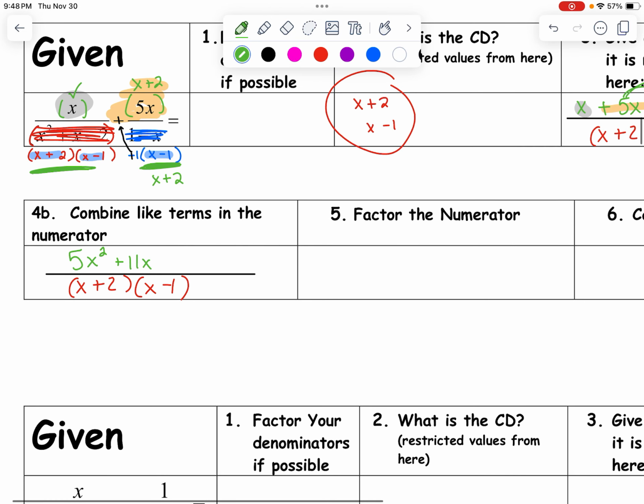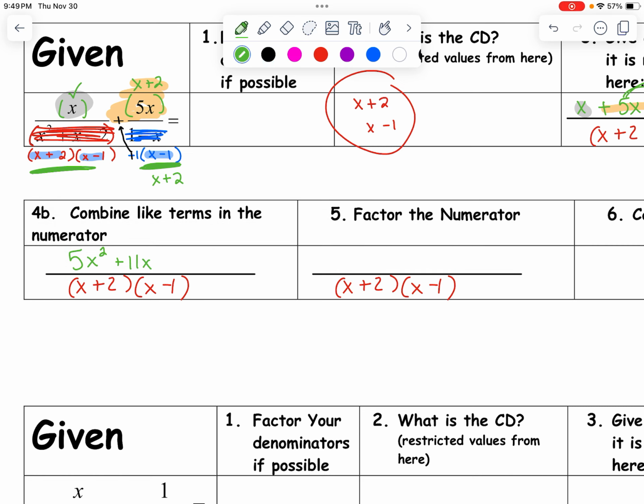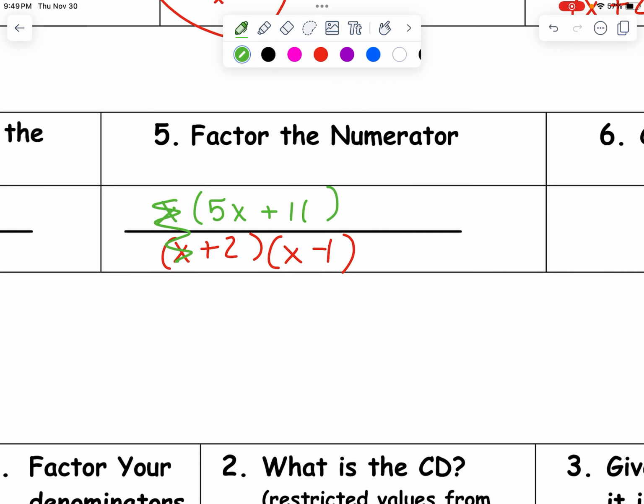Now, after they combine, they should try to factor the numerator. Does the numerator factor? Indeed it does. How do we factor the numerator, please? Take an x out of each. What would you have if you did that? X times 5x plus 11. Good. And then, do you think anything cancels? Doesn't look like it to me. No. Some kids might try to do this, but you can't do that because this is a monomial.